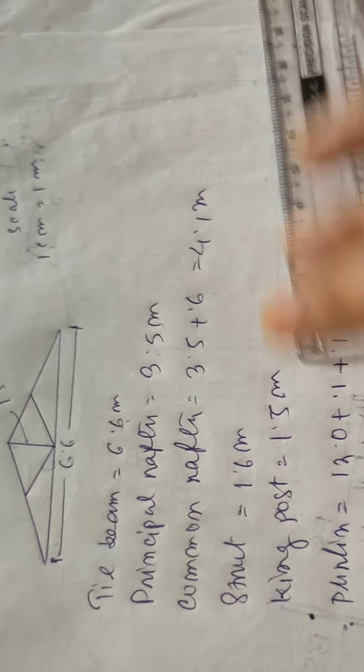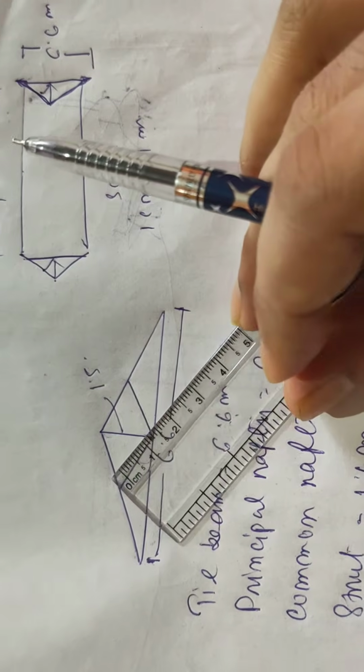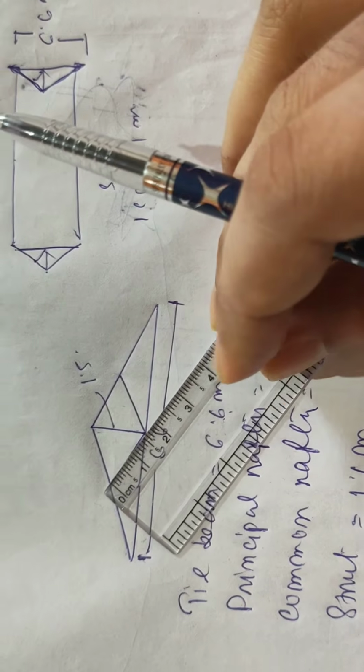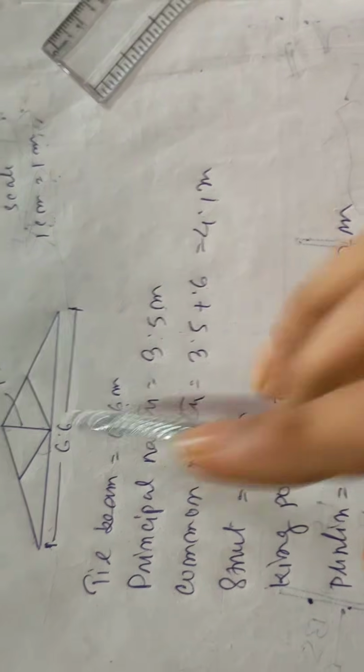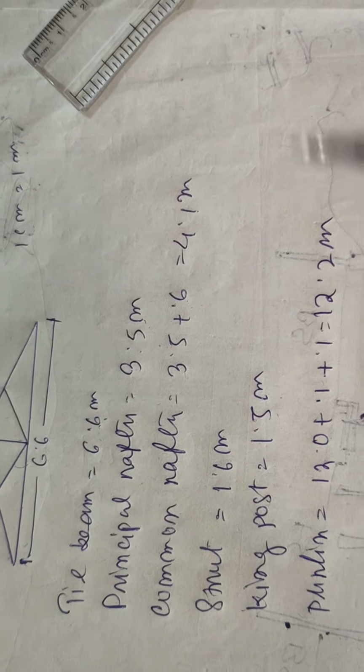Okay. Strut. We find out the length of the strut with the help of scale. It is 1.6 centimeter. 1.6 centimeter is equal to 1.6 meter. King post, as I have already shared, this is 1.5 meter.